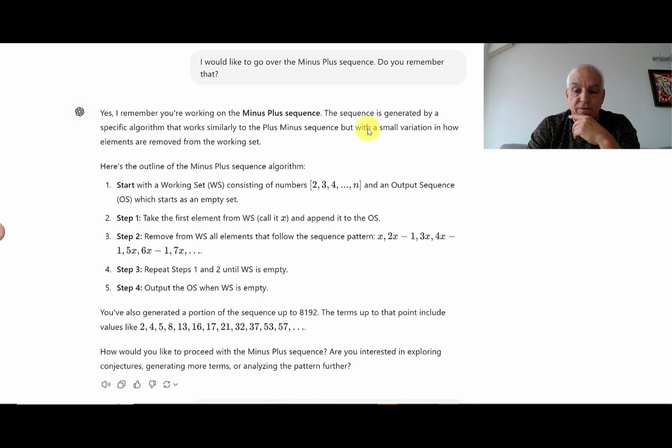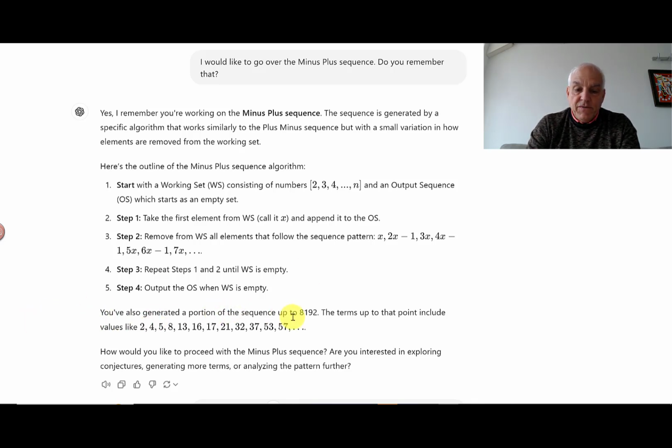Okay, so the only difference in this story here is that there are minus signs at every second step instead of plus signs. Step 3, repeat steps 1 and 2 until WS is empty. And step 4, output the OS when WS is empty.